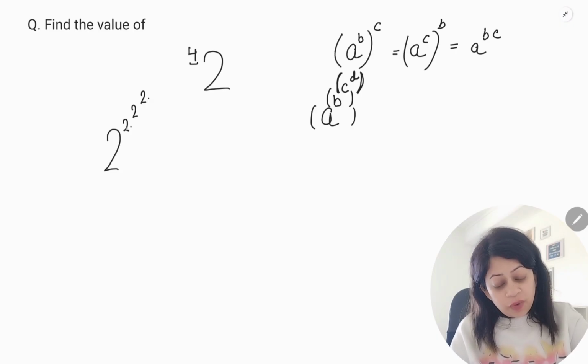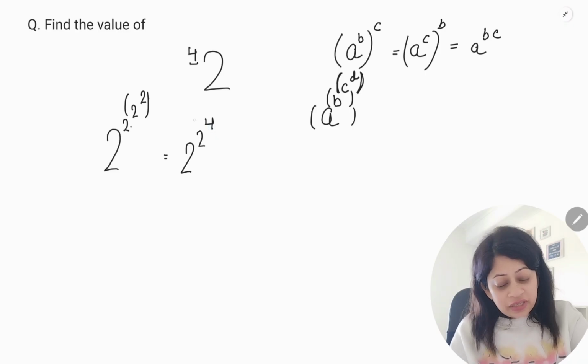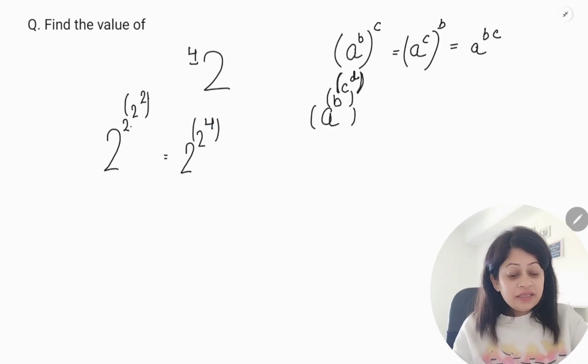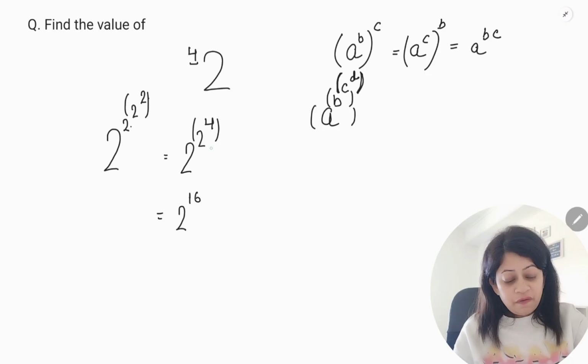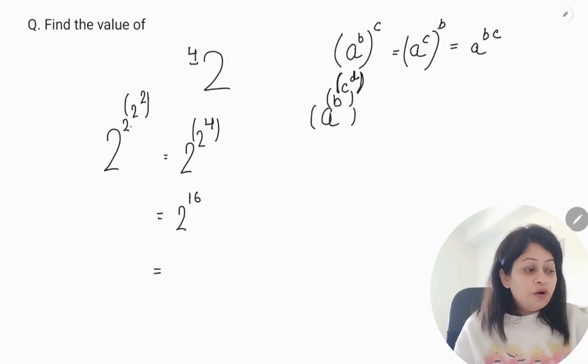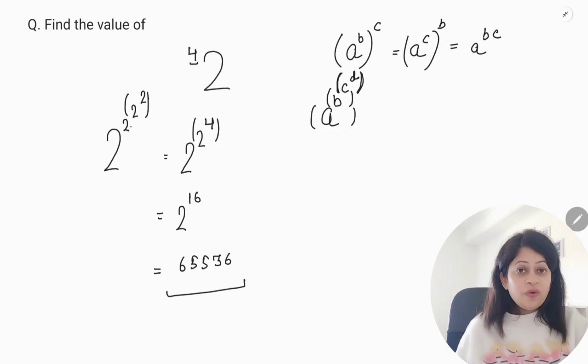We have 2 raised to power 2 raised to power 2 raised to power 2. I will solve this part first and it will become 2 raised to power 2 raised to power 4, right? Now there is again a hidden bracket. In this case, you do not multiply powers. I have always explained this in many of my videos, whenever we use the exponent concept, right? So 2 raised to power 16, because 2 raised to power 4 is 16. Then you will solve 2 raised to power 16 and this is equal to 65536.